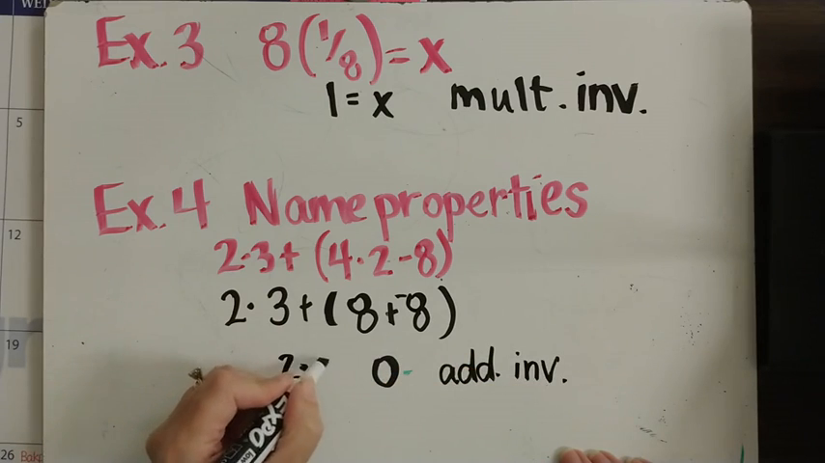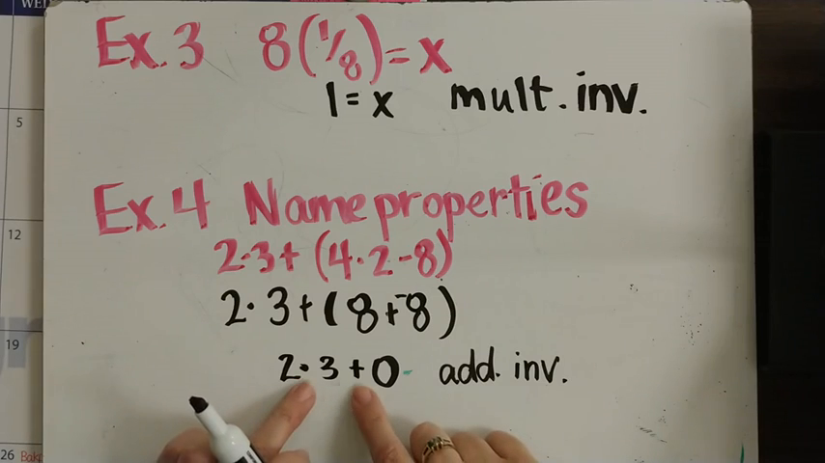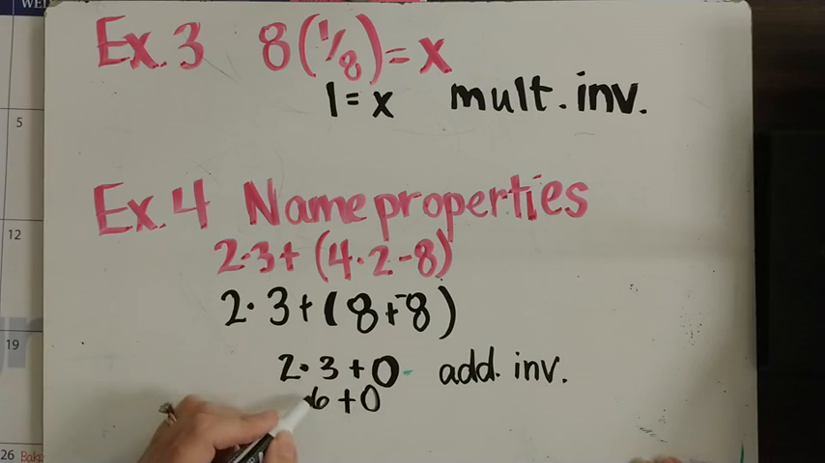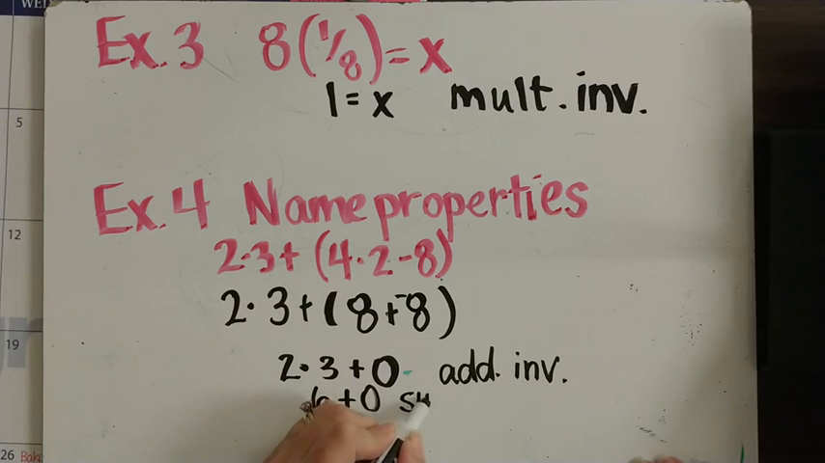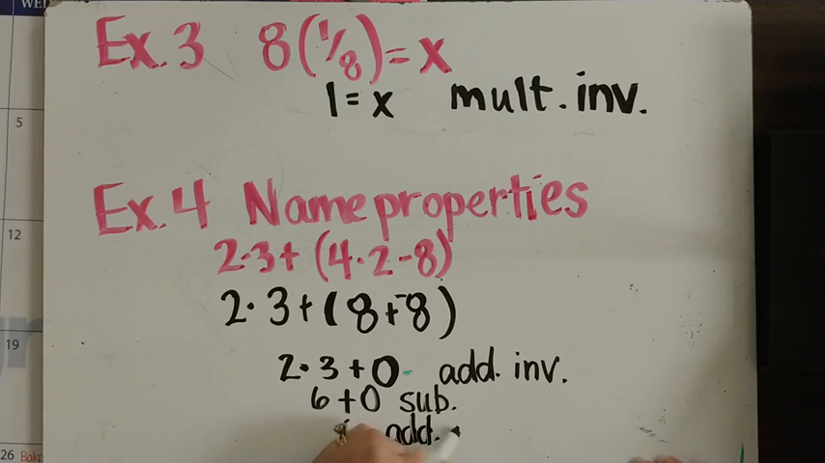And I'm going to bring down the rest of my problem. According to order, are we going to do multiplication or addition first? Let's do multiplication. And now we have 6 plus 0. And all we've done is substitute 6 for 2 times 3. So we're going to call this substitution. And when you add 0, you get 6. Is there a rule or a property that says when you add 0 to a number, you get the same number? I believe this is called additive identity.